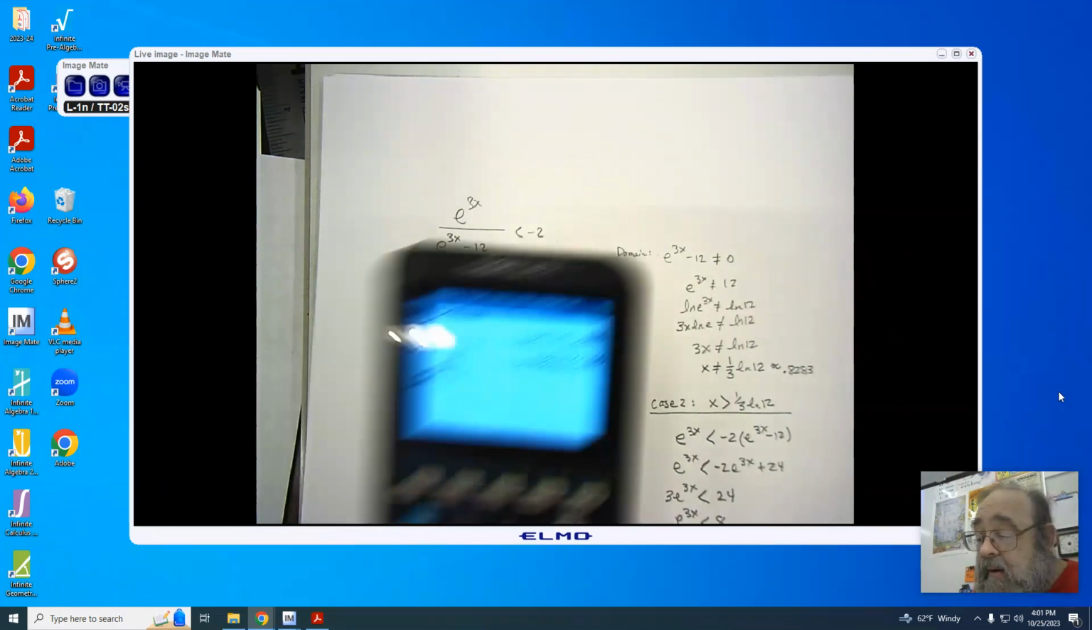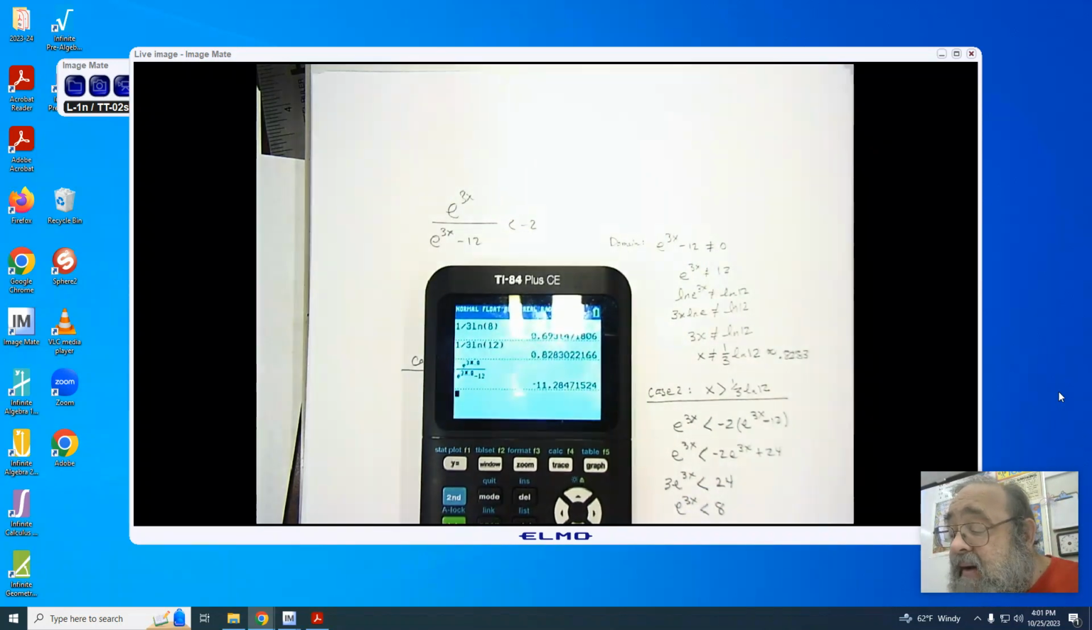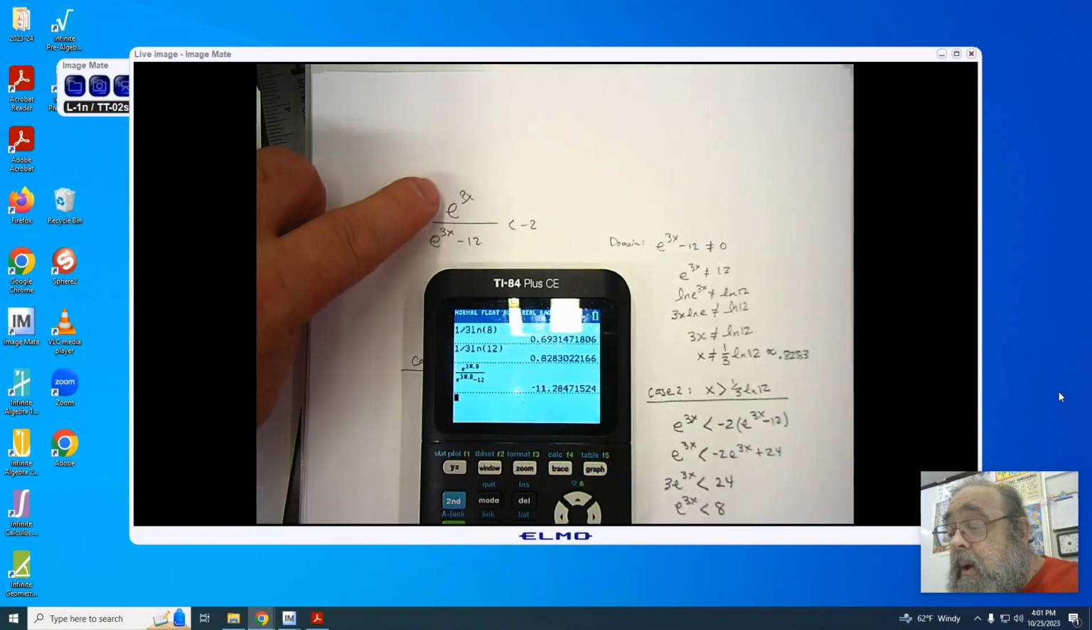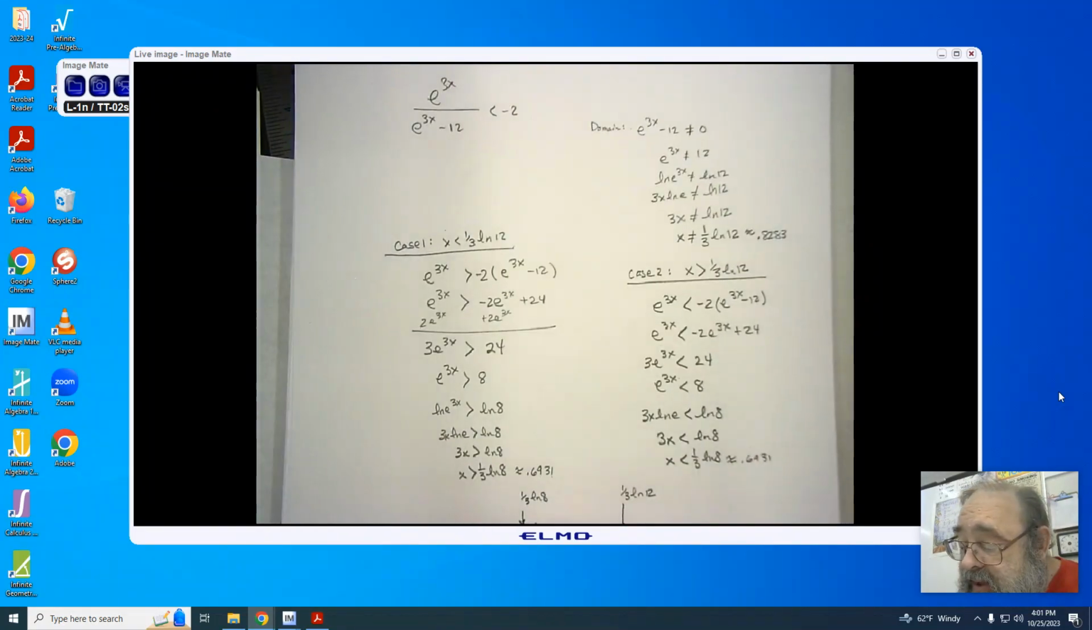Let's just go ahead and confirm. Hit enter. Oh, wow, look at that. -11 is indeed less than -12 or -2. And that's when I plugged in that 0.8. So this is my solution right in between.